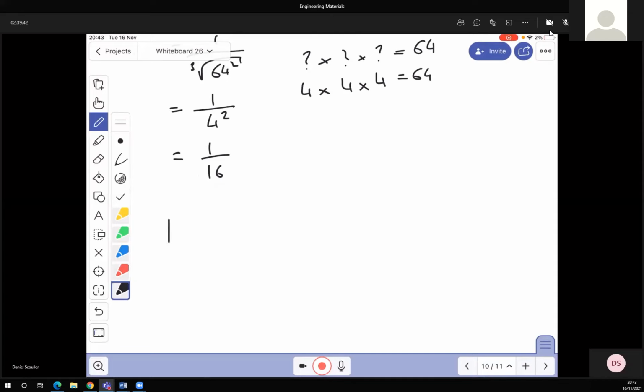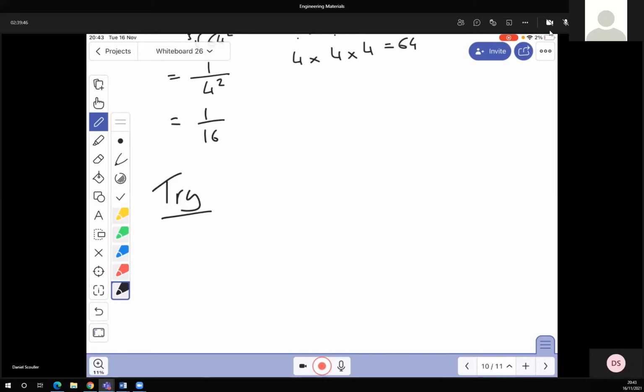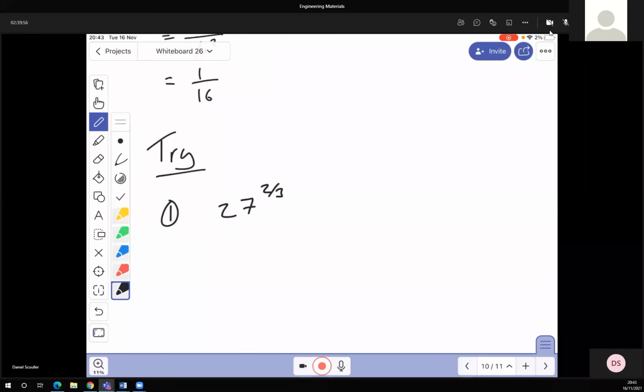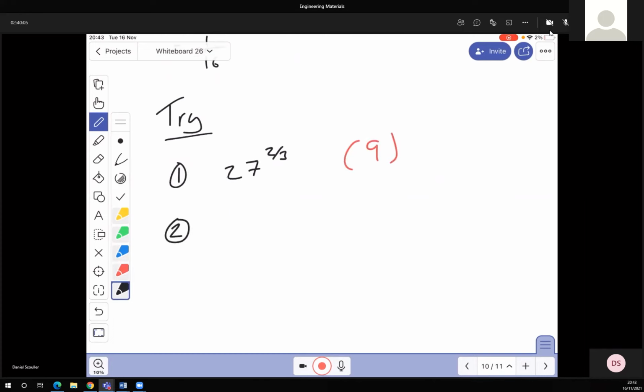I want you to try these. My iPad's about to die, so I won't come back on. We'll leave it at this. Give these a wee go. 27 to the power of 2 over 3: the answer is 9. And 16 to the power of negative 3 over 2: the answer is 1 over 64.